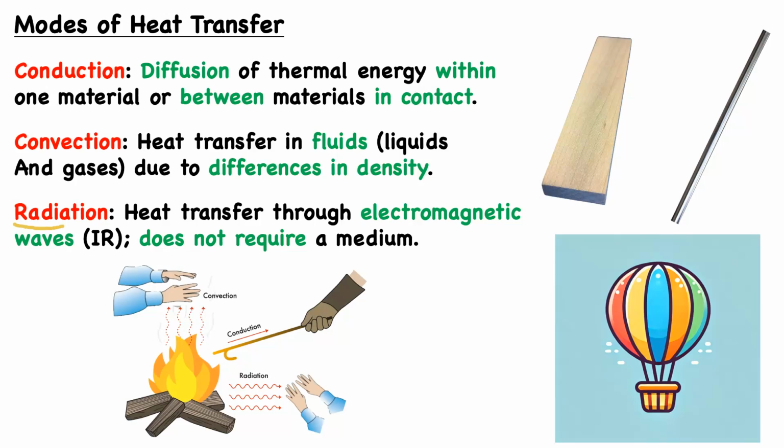Then lastly, we have the final primary mode of heat transfer, which is radiation. So we're talking about heat transfer through electromagnetic waves, and specifically the infrared part of the spectrum, infrared radiation. Now remember, unlike mechanical waves, electromagnetic waves do not require a medium to travel. They can travel through a vacuum, for example.